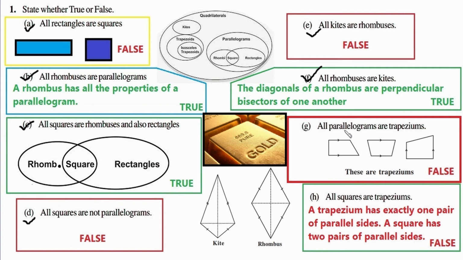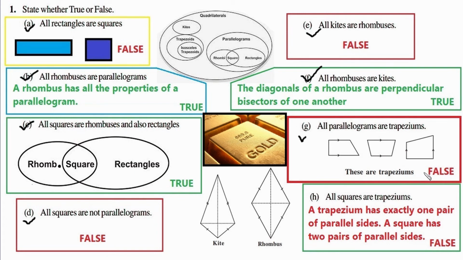G part. All parallelograms are trapeziums. What is a trapezium? These are the figures of trapeziums. That is, only one pair of opposite sides needs to be parallel. Another pair of sides should not be parallel to each other. Whereas in the case of parallelograms, both pairs should be parallel to each other. Therefore, this statement will always be false. Because if you consider Venn diagrams, trapezium and parallelograms do not coincide with each other because they have different properties. Therefore, G part is false.